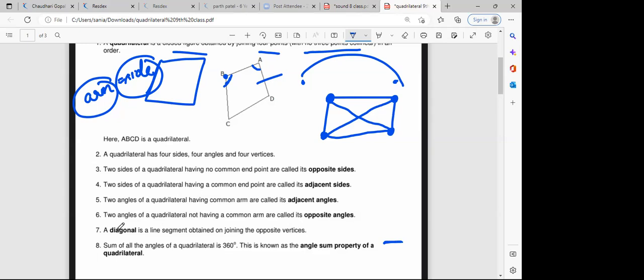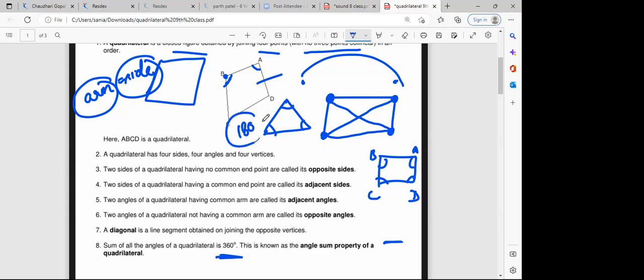Clear? Then the sum of all the angles. See over here, this is a quadrilateral. You have this angle, this angle, this angle, and this angle. When you add angle A, angle B, angle C, and angle D, the sum will be 360. In a triangle, you have three angles, and when you add them, the sum is 180 degrees. Similarly, for a quadrilateral, it is 360. This is known as the angle sum property of quadrilateral. Clear?